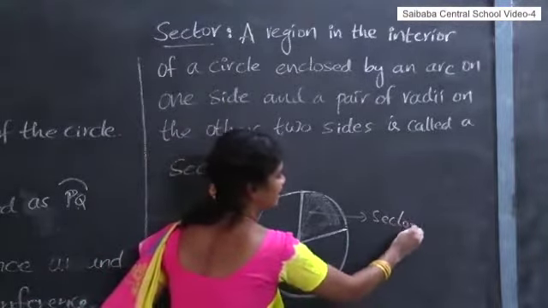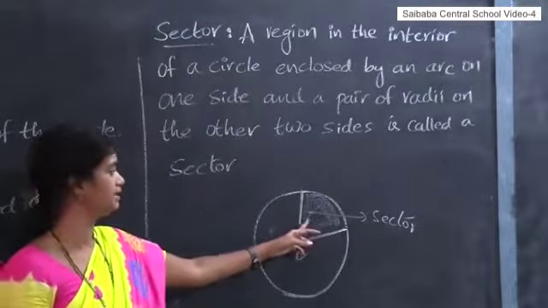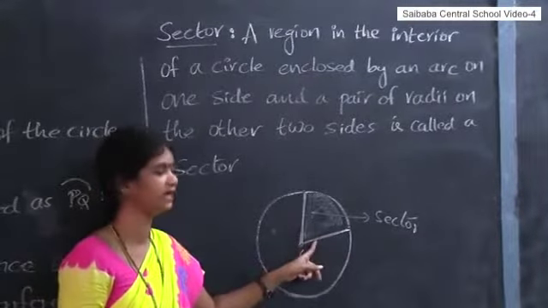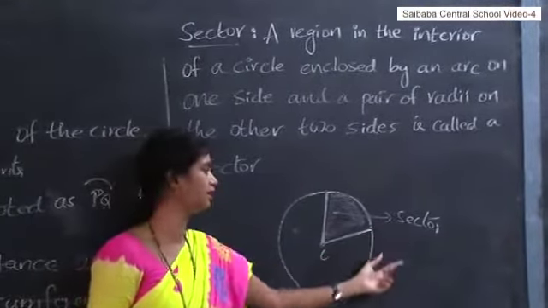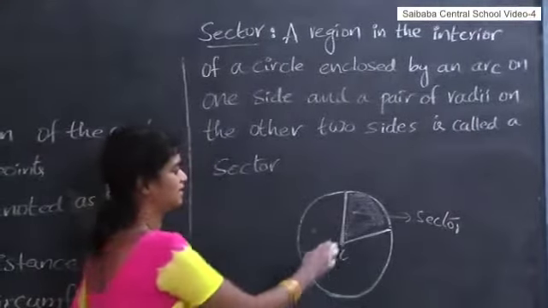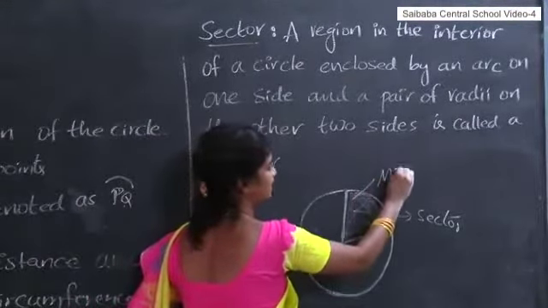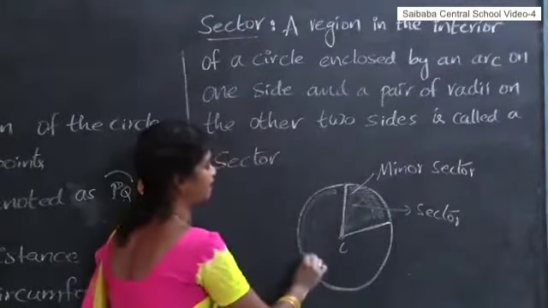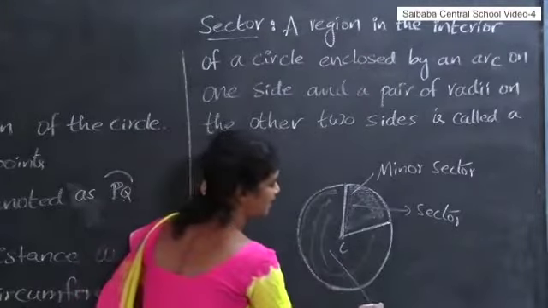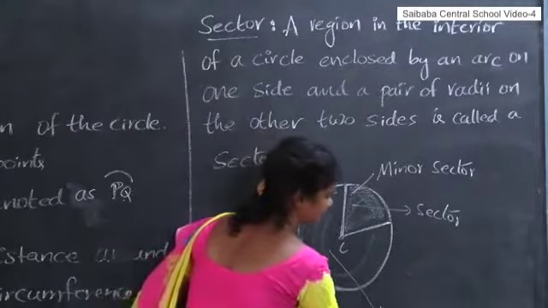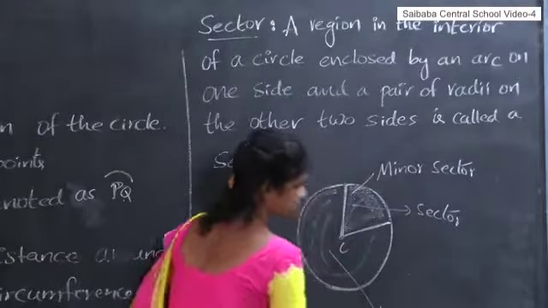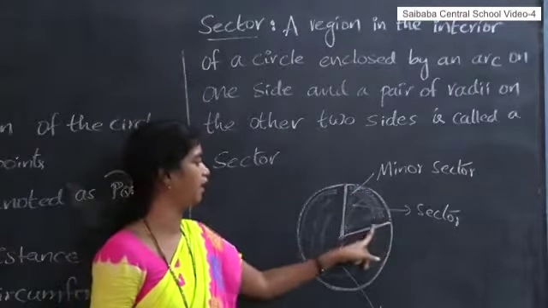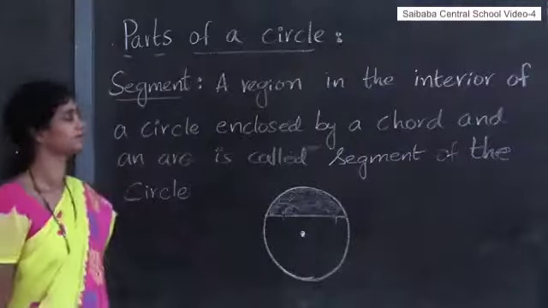So sector is the region enclosed on one side by the arc and on 2 sides by the radii. In this sector also, this is called the minor sector, and the remaining all is called the major sector. So sector is the region enclosed by an arc and 2 radii.